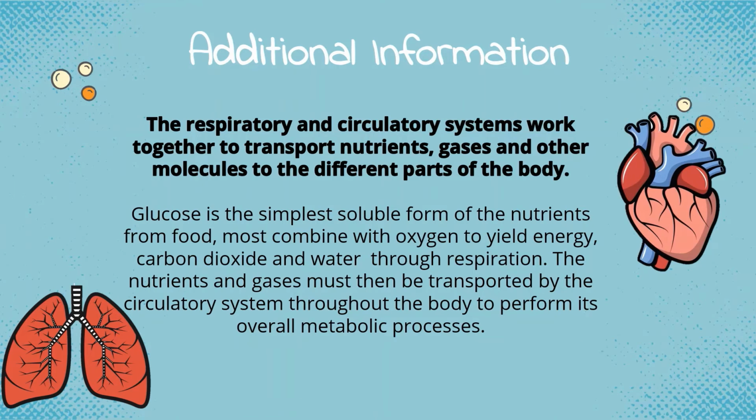Here's some additional information on how the respiratory and circulatory systems work together to transport nutrients, gases, and other molecules to different parts of the body. Glucose is the simplest soluble form of nutrients from food. Most combine with oxygen to yield energy, carbon dioxide, and water through respiration. The nutrients and gases must then be transported by the circulatory system throughout the body to perform its overall metabolic processes.